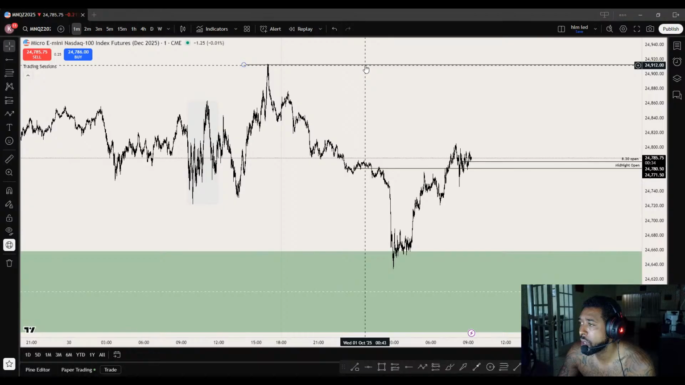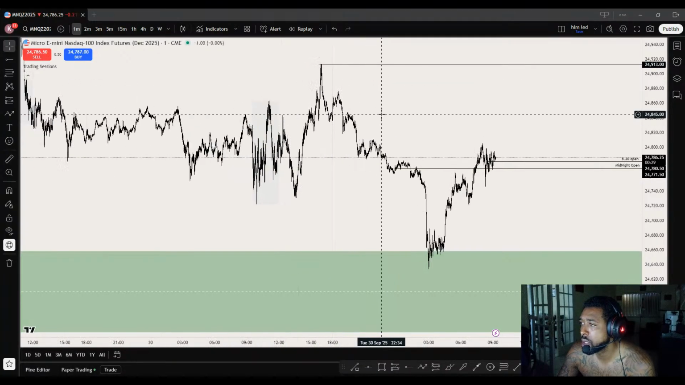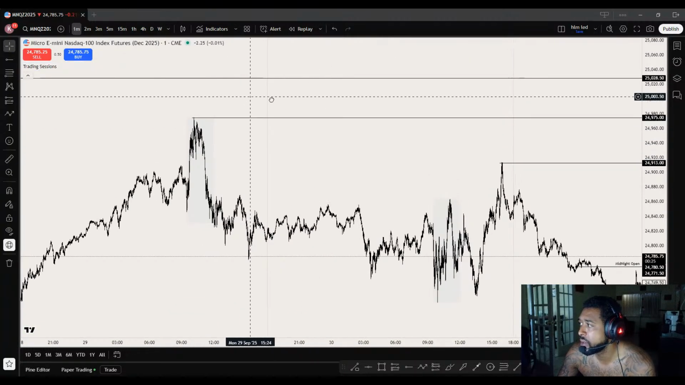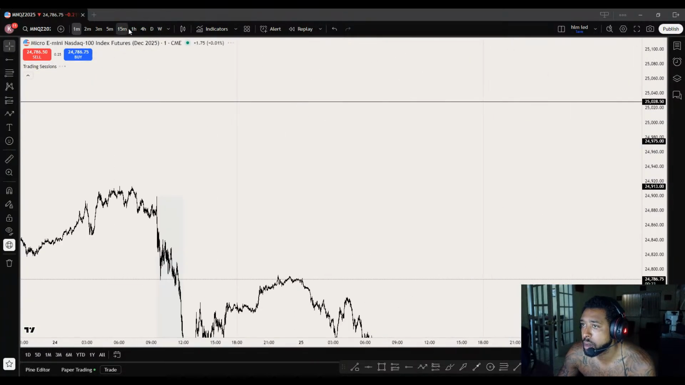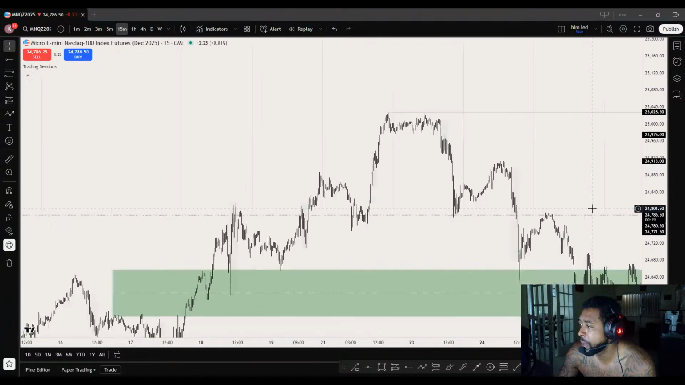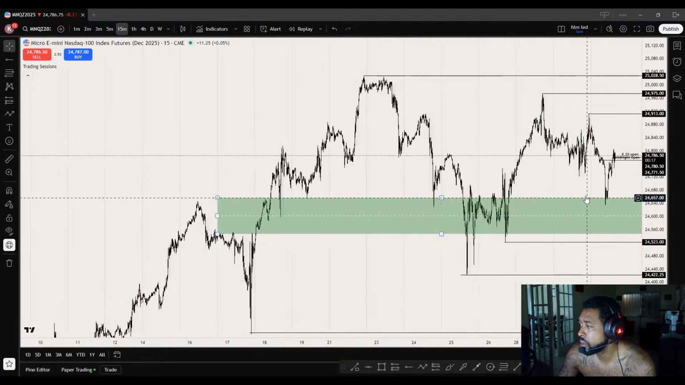Okay, let's see what we got. We got buy side up here at 24,913. We have more buy side up here at 975, and then we also have these all-time highs up here at 25,028. So we have a lot of buy side liquidity.